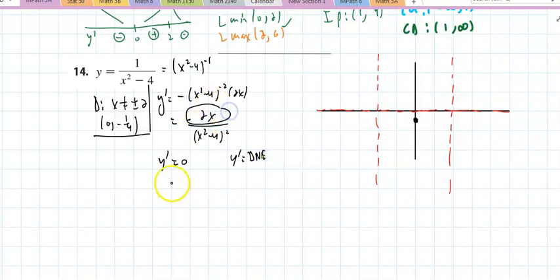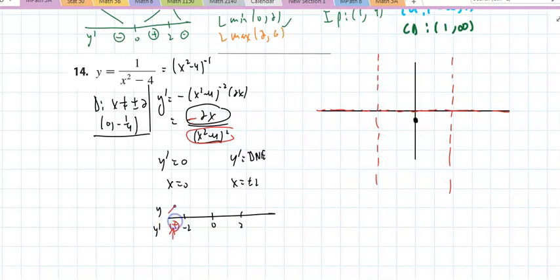So a fraction equals 0 if the top equals 0, and the denominator equals plus or minus 2. So if I look at 0, 2, and negative 2, this is y prime, this is y. If I pick negative 3, the denominator is always positive. Negative 2 times negative 3 is a positive, increasing.